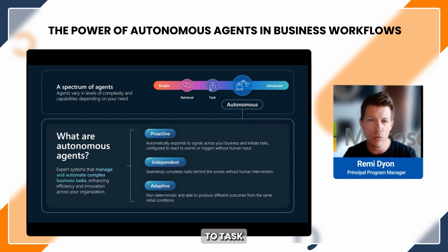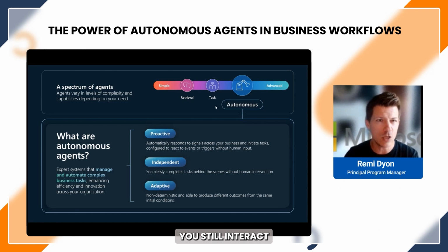Then you move to task-oriented agents. You still interact with those agents through chat, but they can take action on your behalf. They can call an API, they can send a message, and they can retrieve data from different backend systems. But it's still an interactive interaction with the end user. And then recently, a lot of people have been talking about autonomous agents.